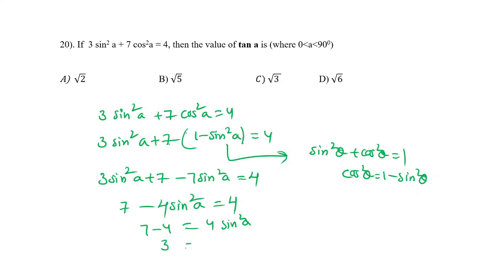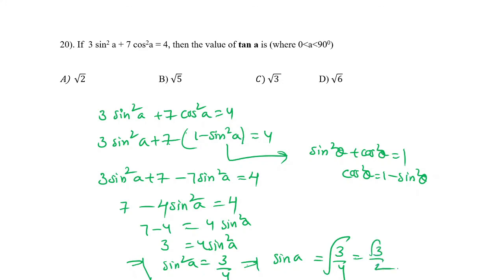Here 3 equals 4 sin square A. That implies sin square A equals 3 by 4. Then sin A is equal to root over 3 by 4, that equals root 3 by 2. Now find out the cos A value.